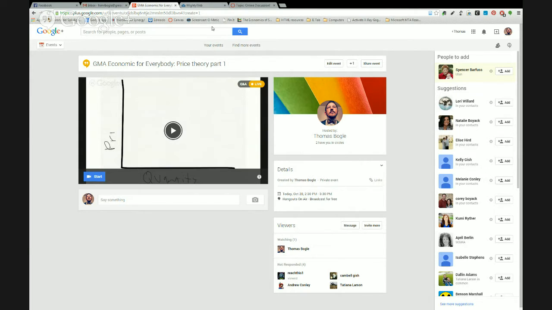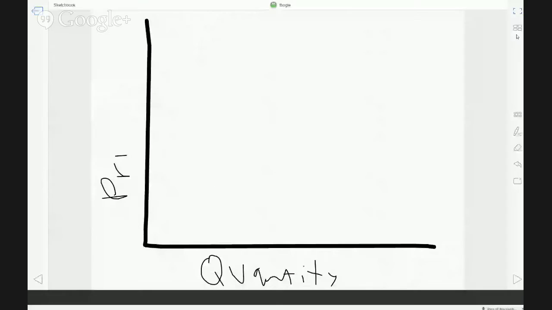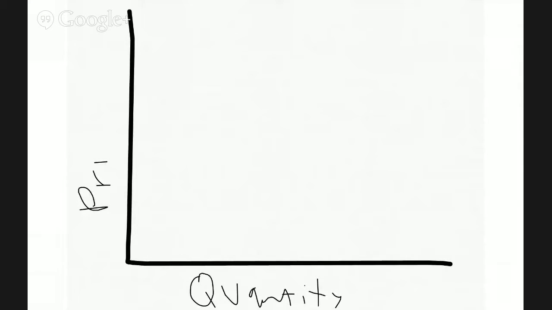But this is what I really want to show you guys right now, the price theory. Okay, well let me do this. Let's look at the demand curve. You guys seem to be able to get the supply curve down, whether you were able to see it or not. So let's at least take a look at the demand curve.